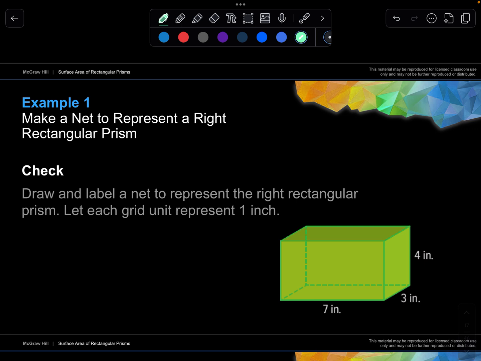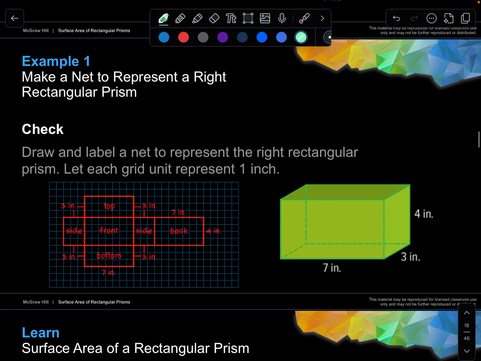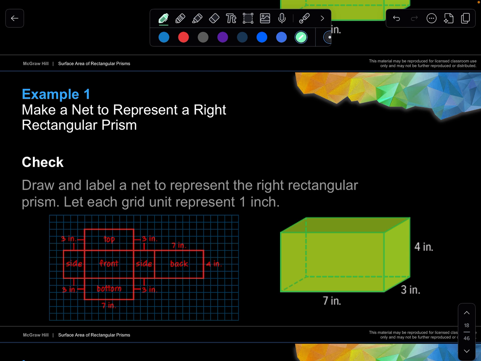Okay, I want you to pause this right here. Do this check problem on your own. All right, let's look at example 1. This example is on page, let's see. What page is this in your book?